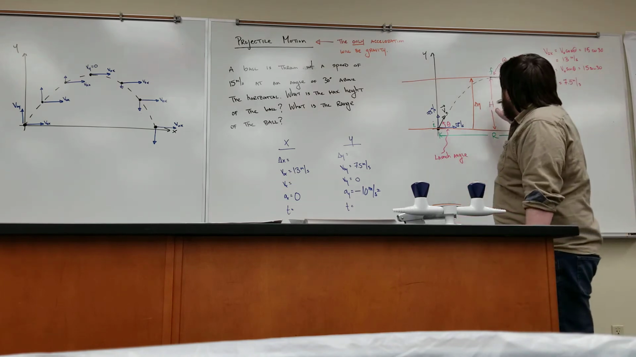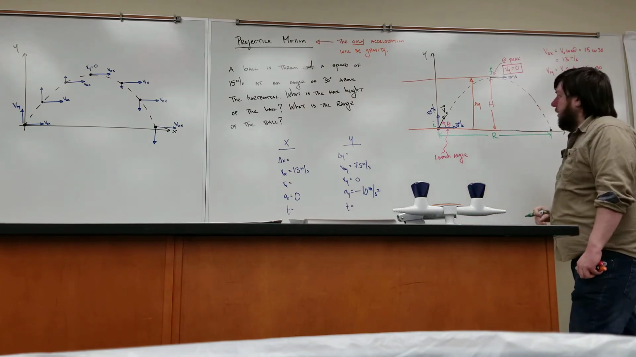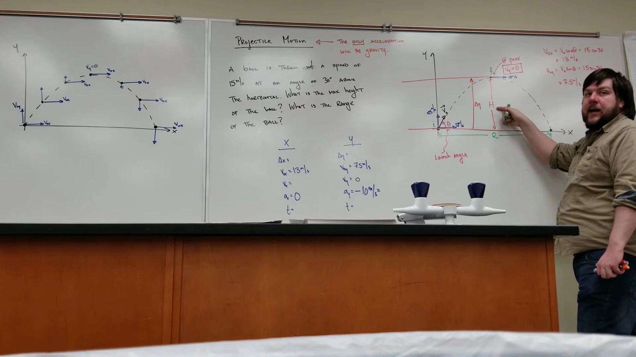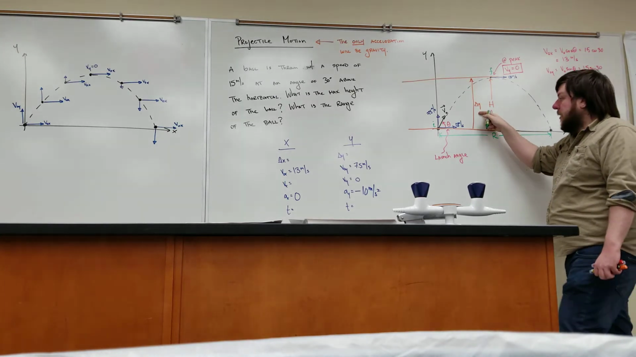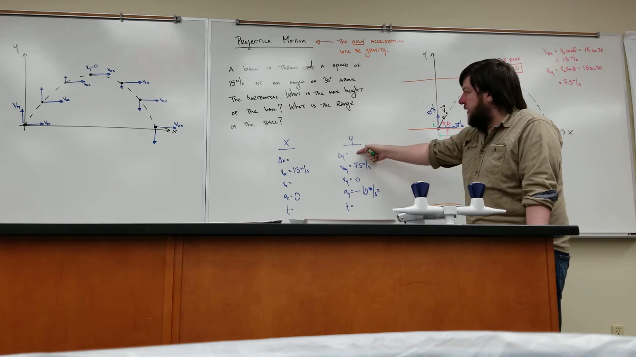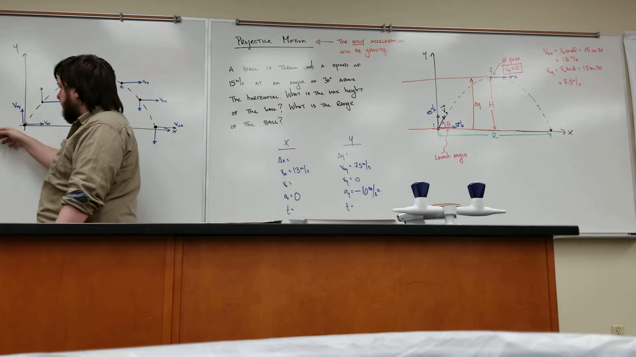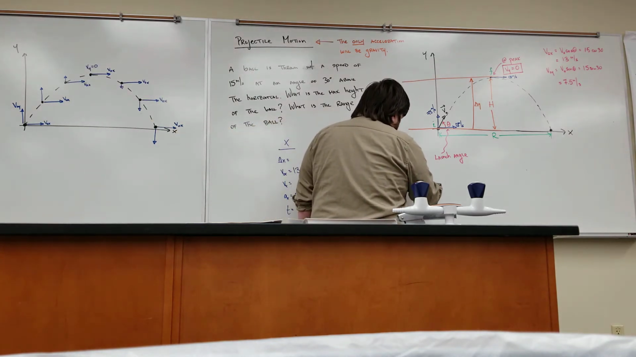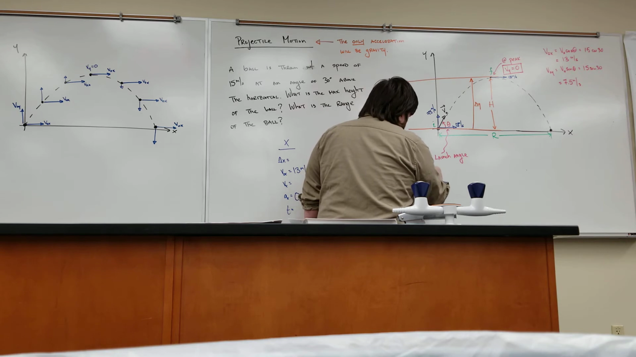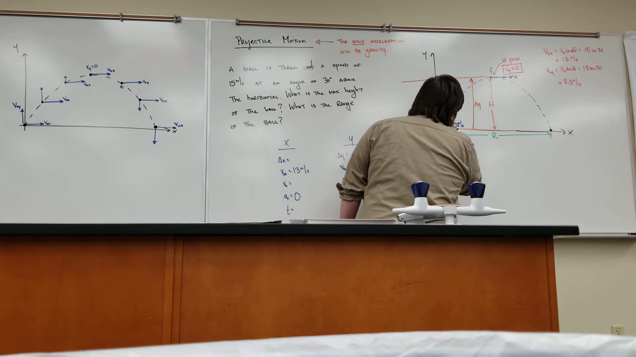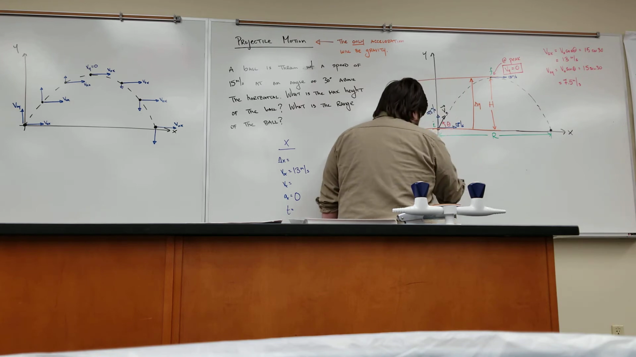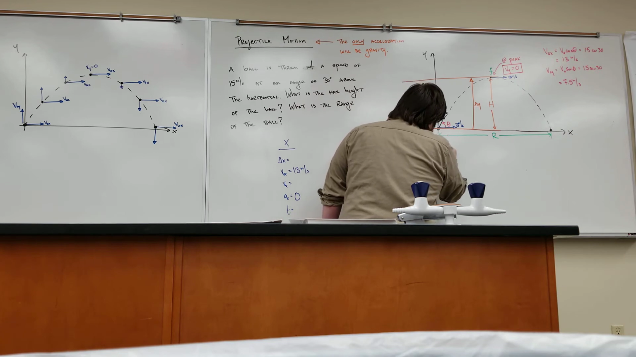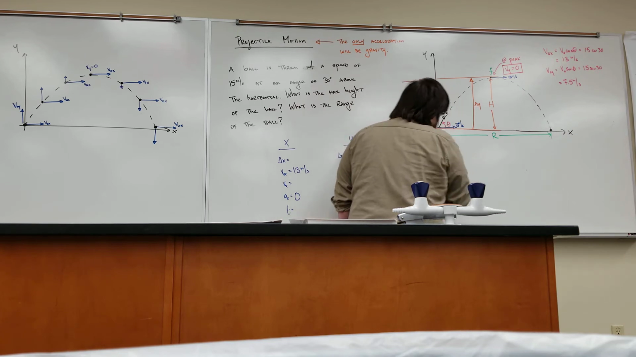So to find the height, what should we look for? What variable should we look for to find the maximum height? Delta y. So if we know these, and we're looking for delta y, which equation should we use? 1, 2, or 3? 3. Okay? So we'll say that vy squared is v naught y squared plus 2ay delta y.